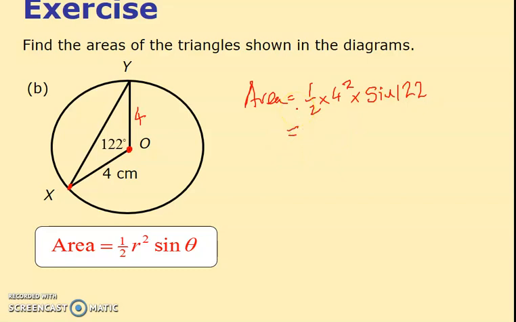Or is that just my imagination? 0.5 times 4 squared times sine 122. And I get 6.78. It all seems very straightforward. There you are.